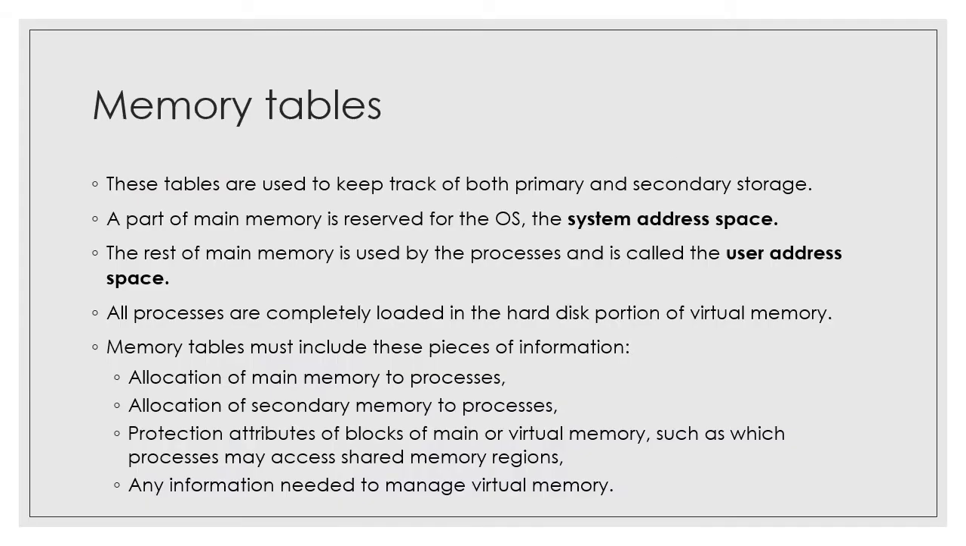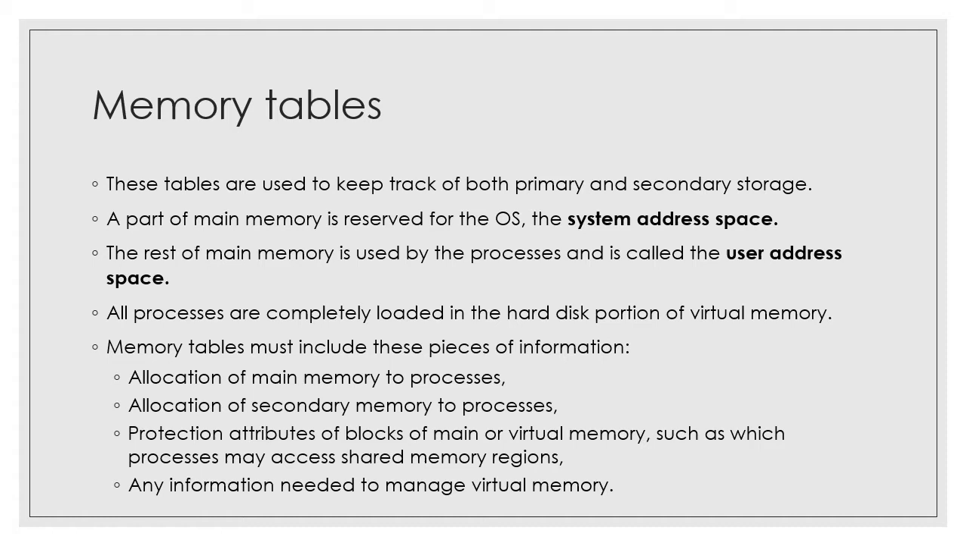These tables are usually maintained in the main memory, as the OS has to refer to them frequently. Memory tables are used to keep track of both primary and secondary storage. A part of main memory is reserved for the operating system, the system address space. The rest of main memory is used by the processes and it is called the user address space. All processes are completely loaded in the hard disk portion of virtual memory. Memory tables must include these pieces of information.